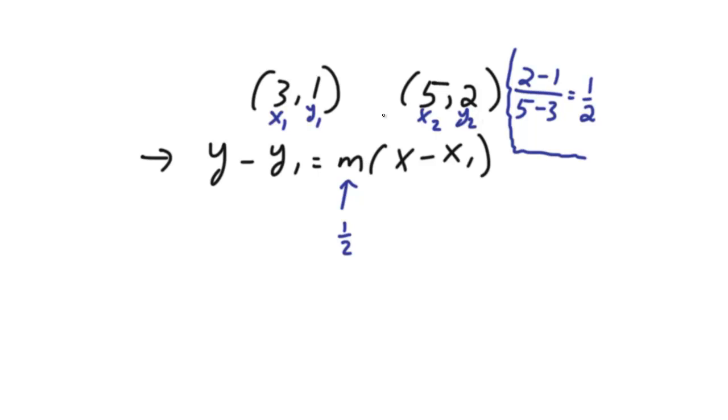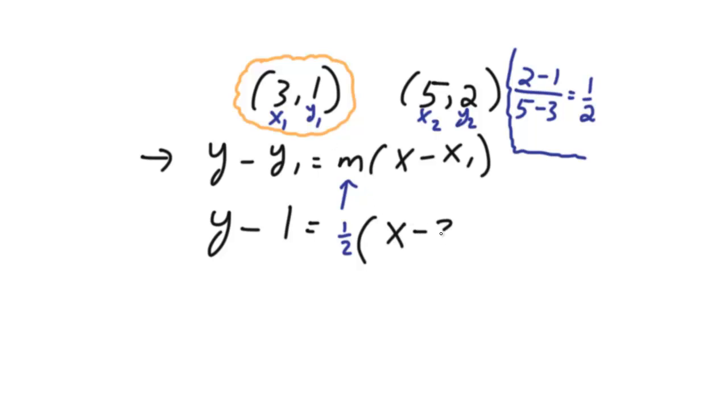See, it doesn't matter which point. So I'll just pick the easier one, I'll just pick this one here, since it's already written out as x1, y1. So now we'll just replace the x1, y1 with 3 and 1, respectively. So y minus 1 equals, we already have the slope, which is 1/2, and then in parentheses x minus 3. Okay? So this is in point-slope form.